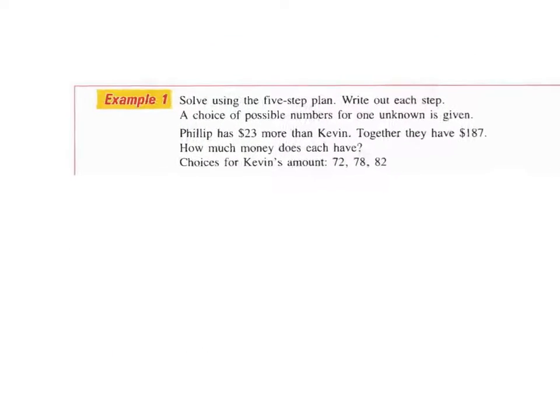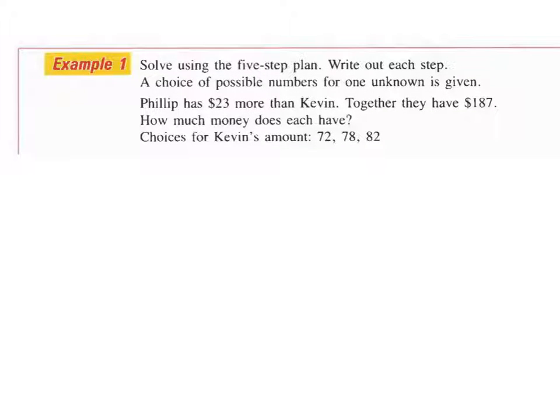So here is our first example, and it's the example from the book. There's only one example here. It's telling us to use the 5-step plan. It wants us to write out each step, and it's giving possible answers. So this possible list of answers here is called the domain. It's what they want us to try to plug in to our variable that we defined.